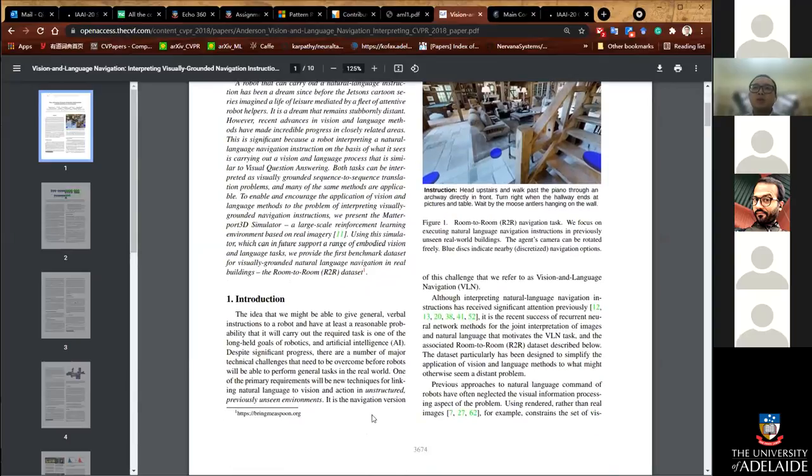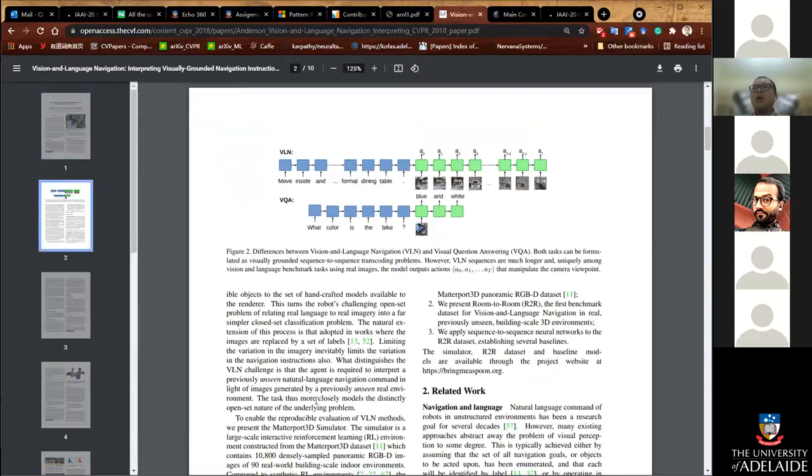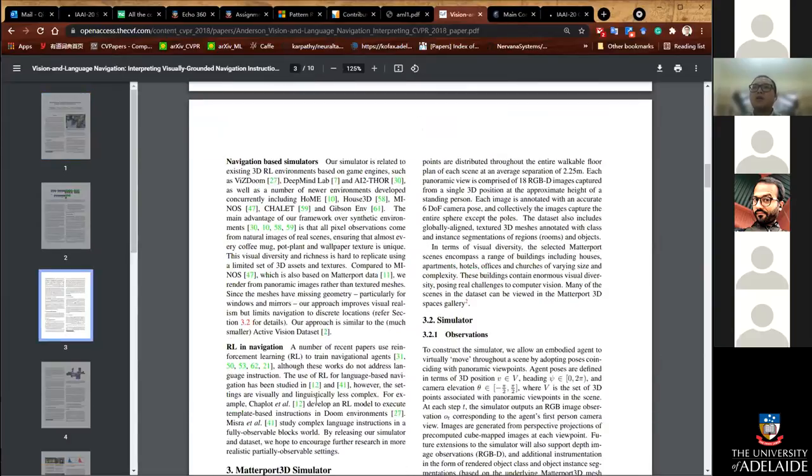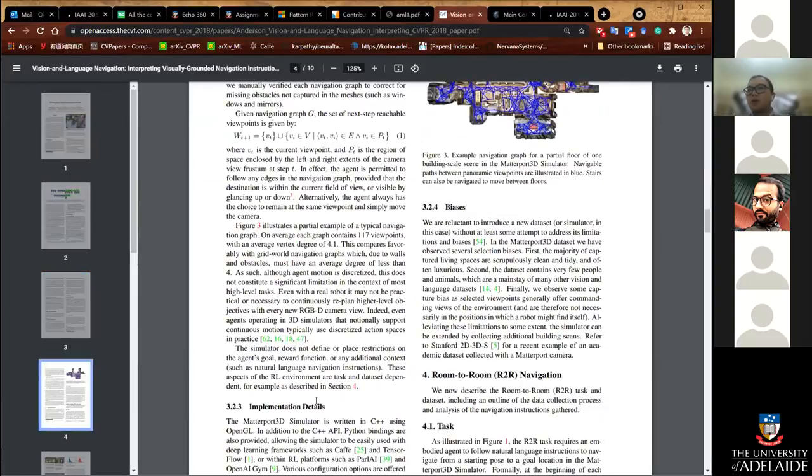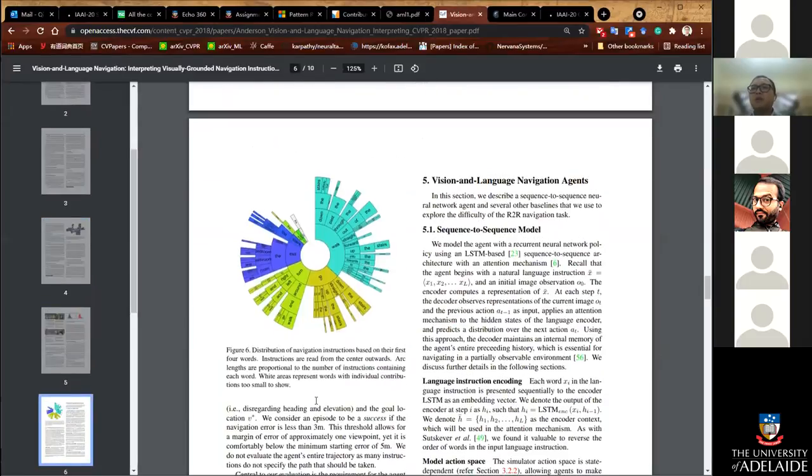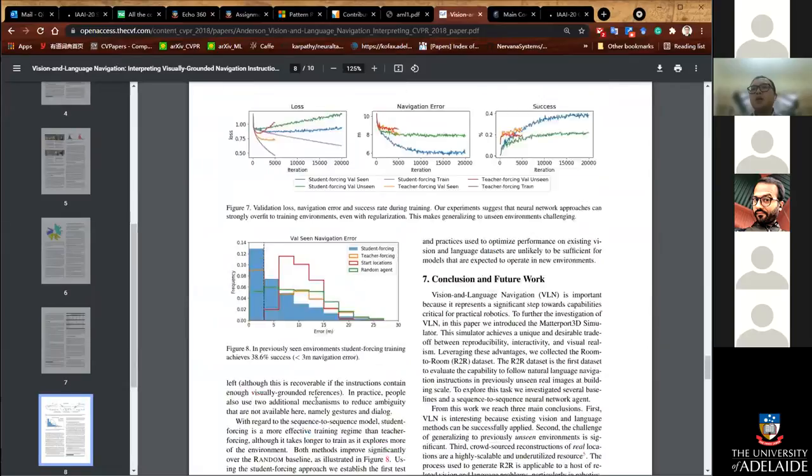We propose a dataset, which we call the Room-to-Room dataset, which can be downloaded from here. This is the website we built. You can download the dataset from here, and we also provide starting code and the simulator. We provide some simple methods and the evaluation. That's the idea of the project.